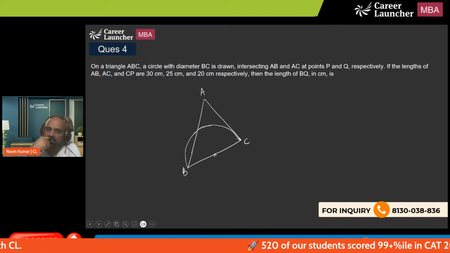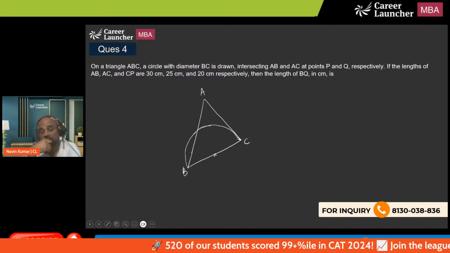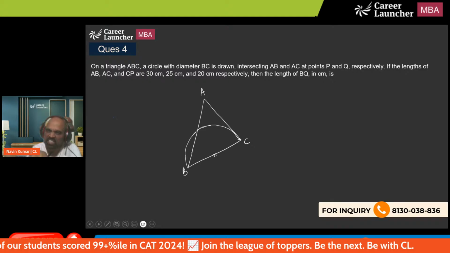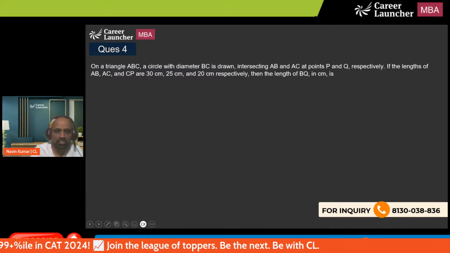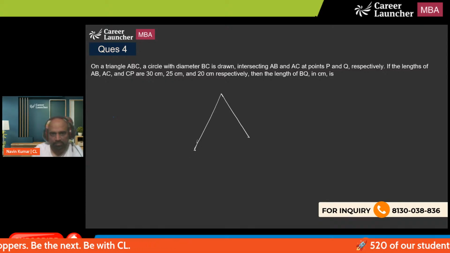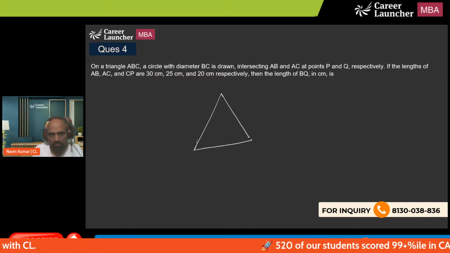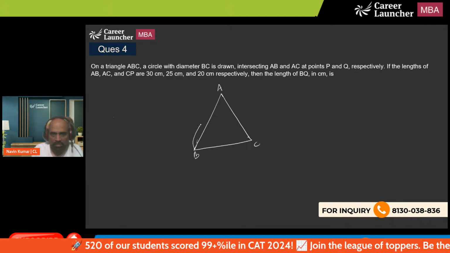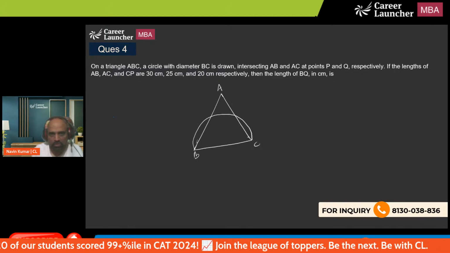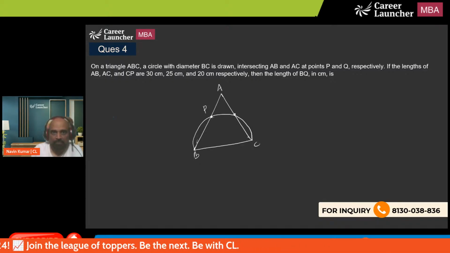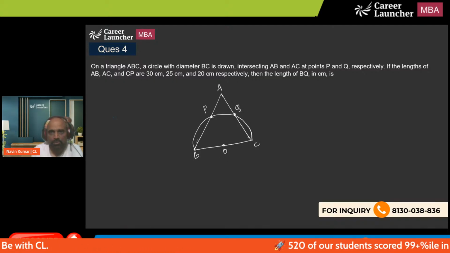So looks like it may not touch it. AC looks like perpendicular to BC. It's 90 degree. That's why it doesn't look like that it will touch. So let's draw an isosceles triangle. Better. So this is going to be BC. This is A. Now this has to touch AB at P, AC at Q, and center is, let's say, at O.